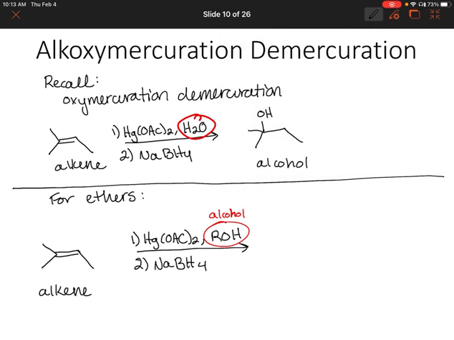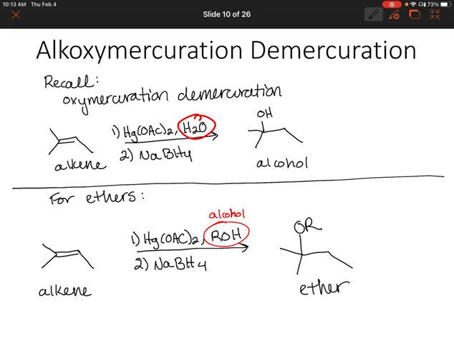But instead of adding an OH group to the more substituted carbon, we're actually adding the OR group to the more substituted carbon, so that we end up with an ether. So this is another way to make an ether.